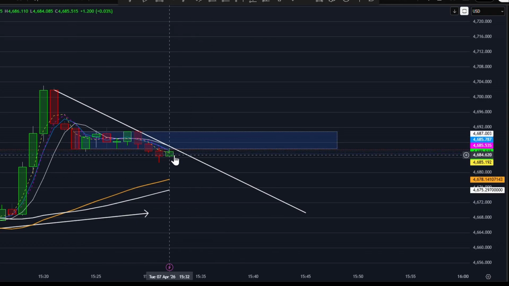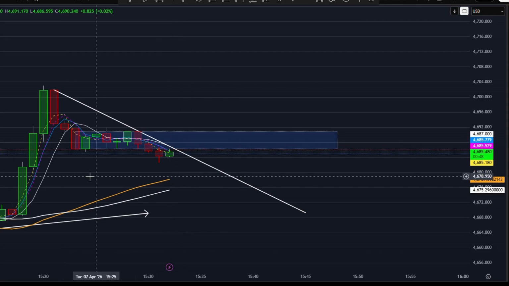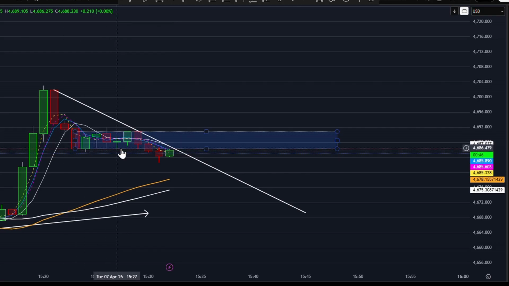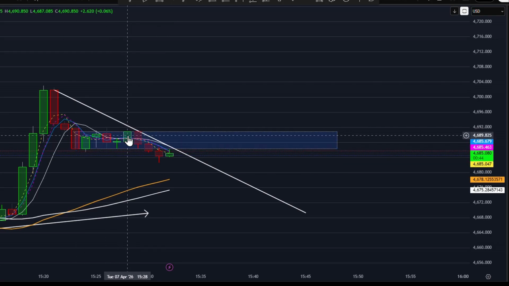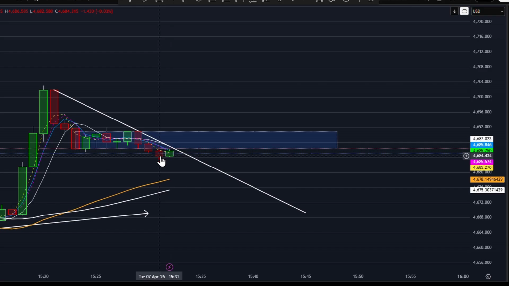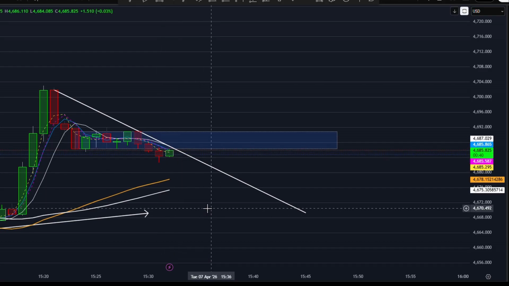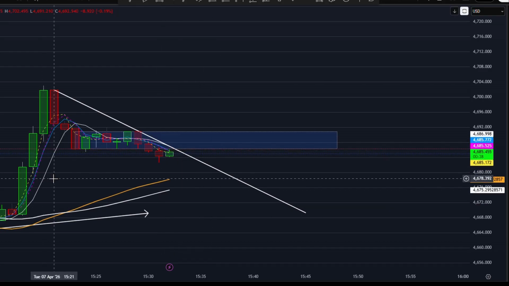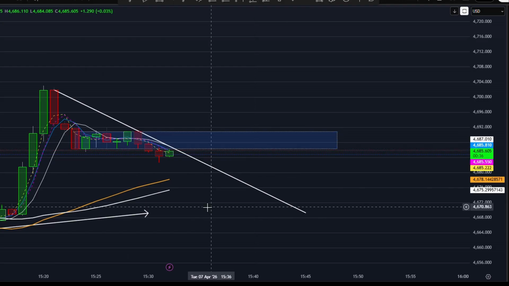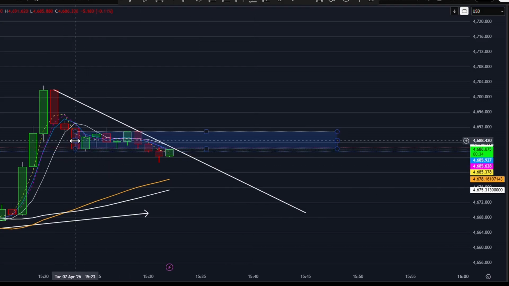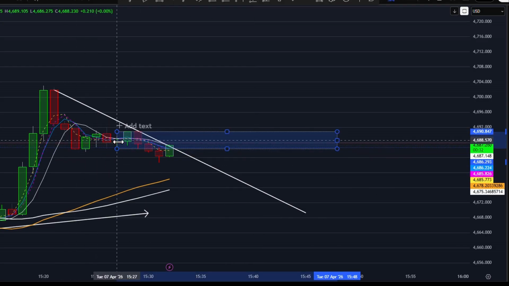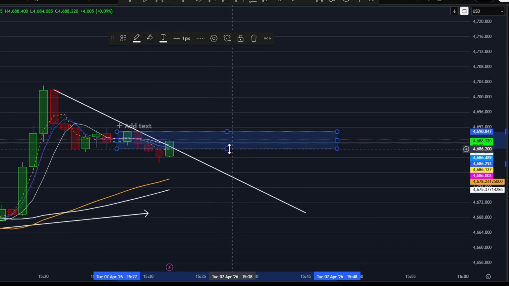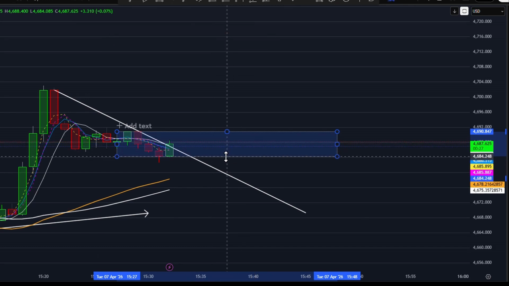And if this continues to rise, then I can bring my box this way, leave the top parameter of the box here, and this becomes the new bottom of the box parameter. So as price moves along, I can move my box along too. I think that's probably what's going to take place here.